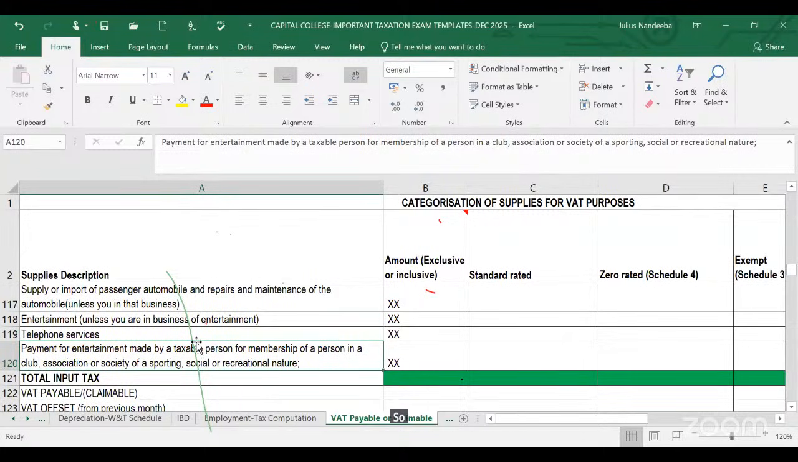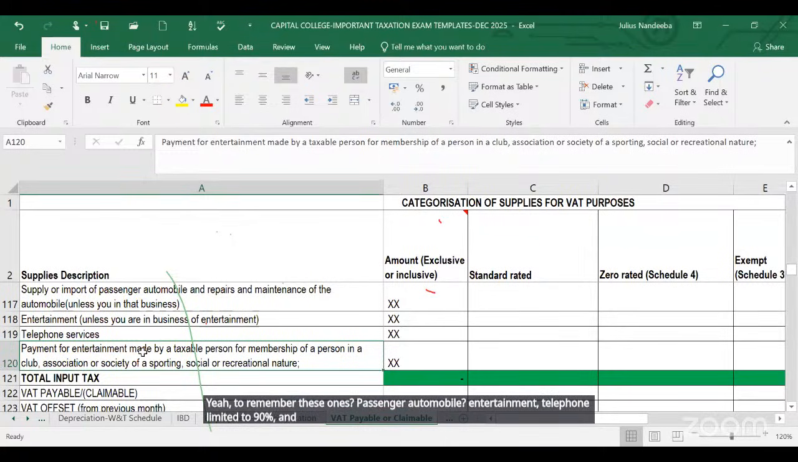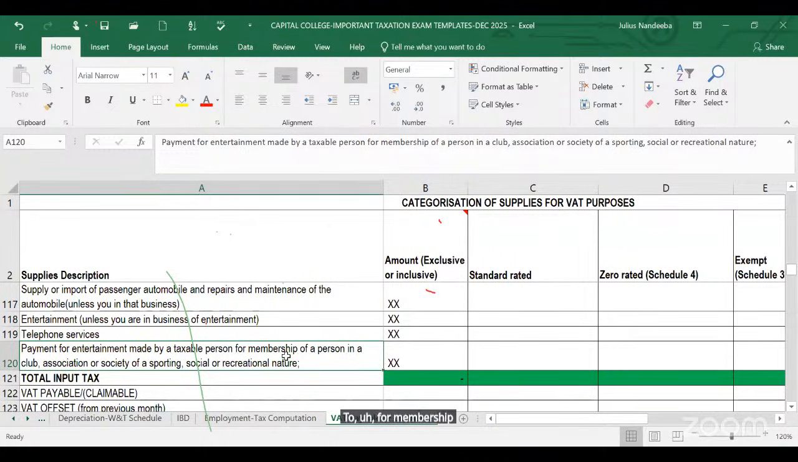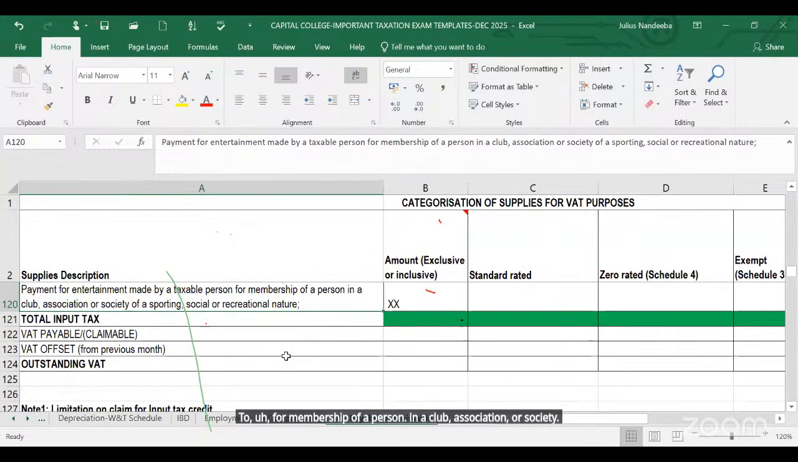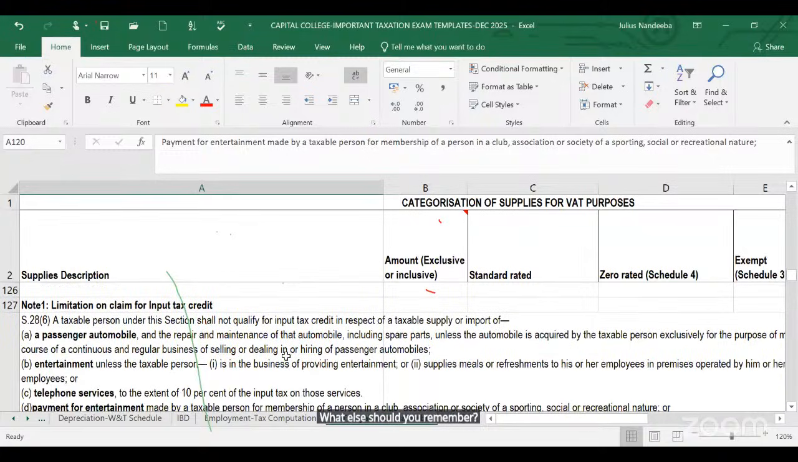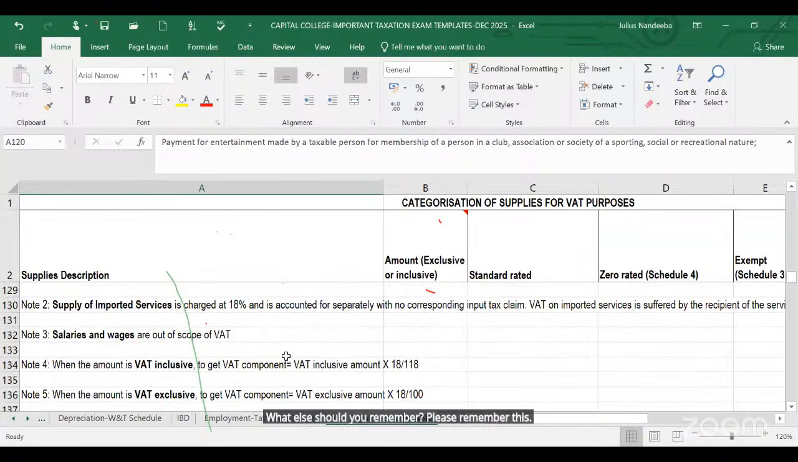So those are some of the limitations when it comes to input VAT. Remember these ones: passenger automobile, entertainment, telephone limited to 90%, and then payment for entertainment for membership of a person in a club, association, or society. What else should you remember? Please remember this.